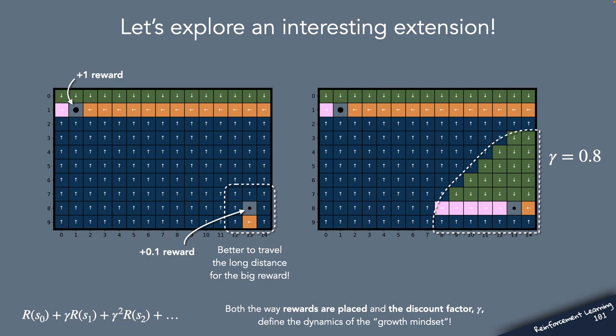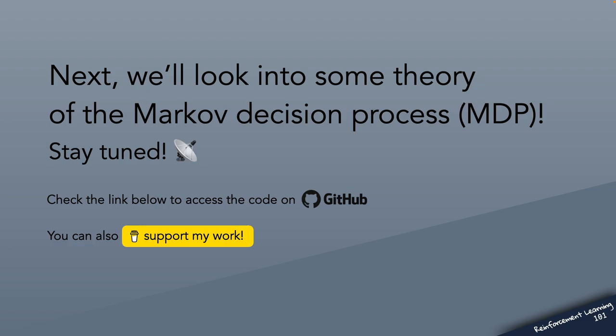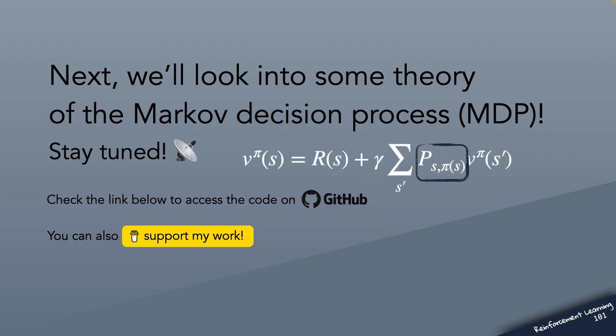In the next video, we will look closer into some theory of the Markov decision process, MDP, and we will move towards handling those transition probabilities, which we have so far been happily ignoring.